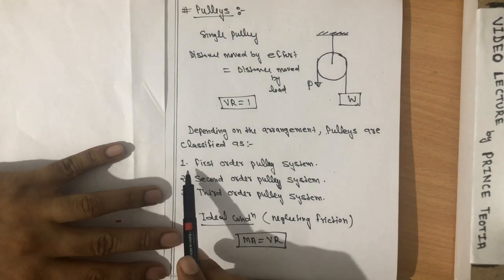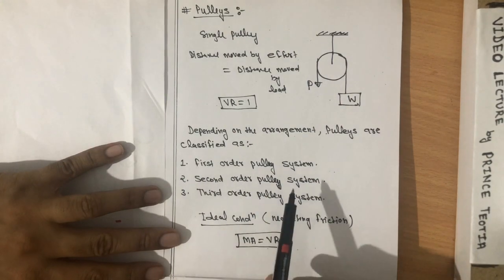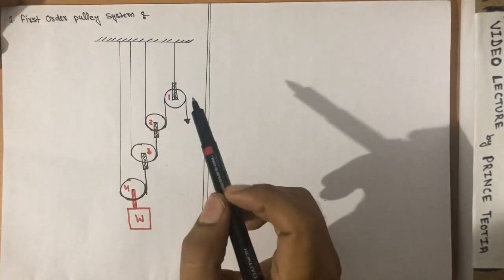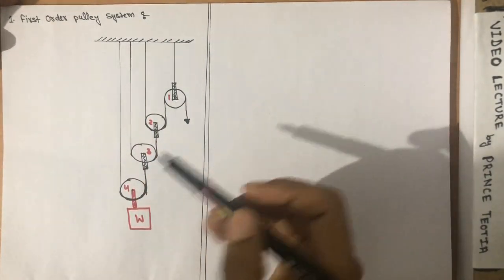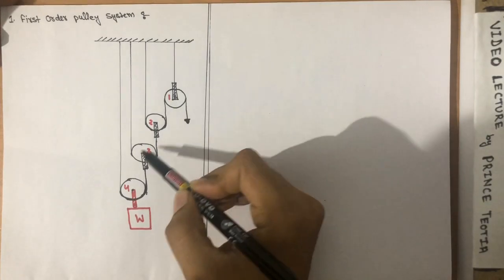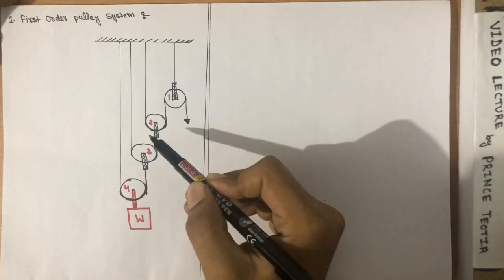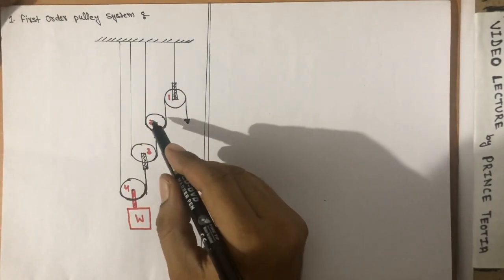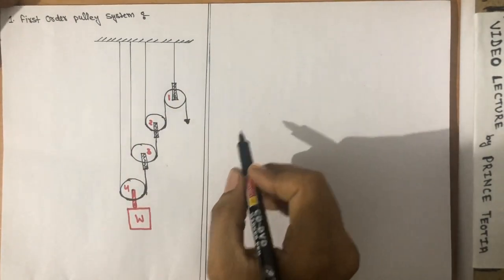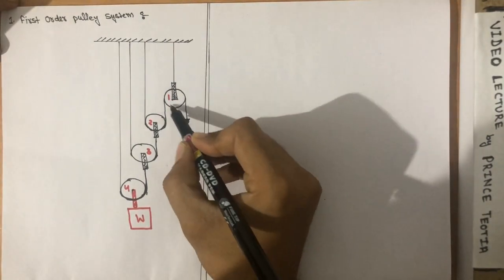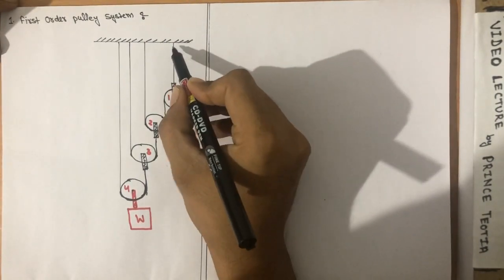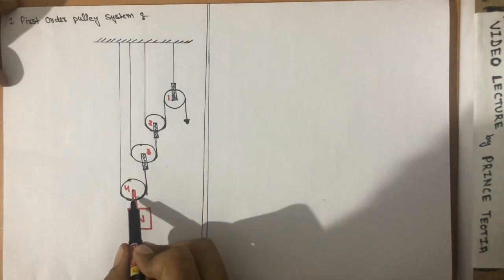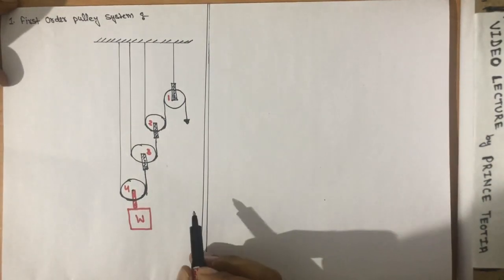So now we are going to start the first order pulley system. This is the first order pulley system. In this system, there are 4 pulleys. The number of pulleys may increase, we are taking 4 pulleys, but we can increase the number of pulleys. This is the first pulley that is fixed, and this is the second pulley, then third, and this is the fourth. The weight is hung on this fourth pulley.